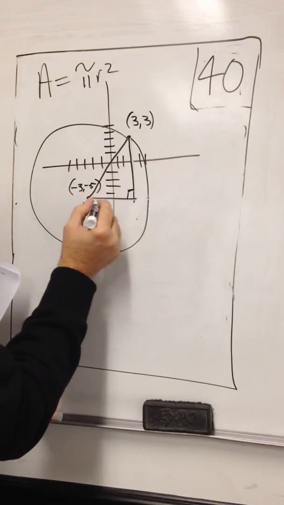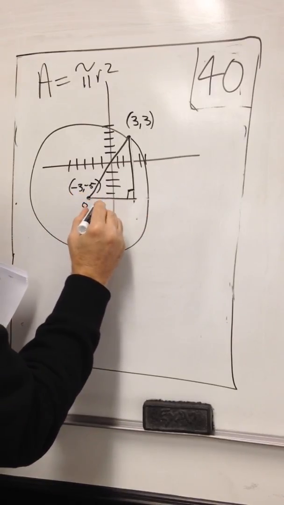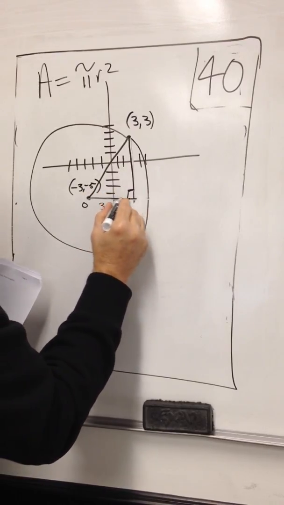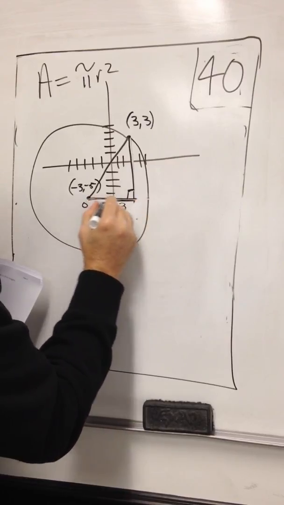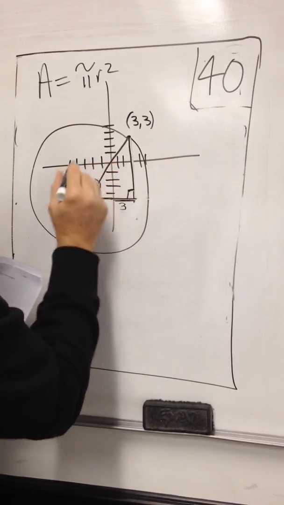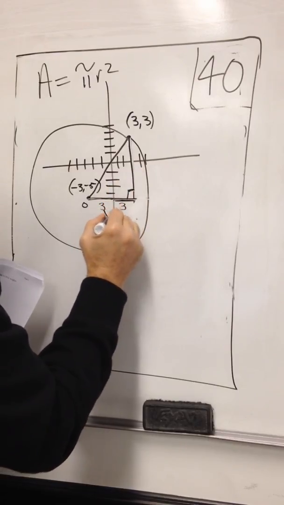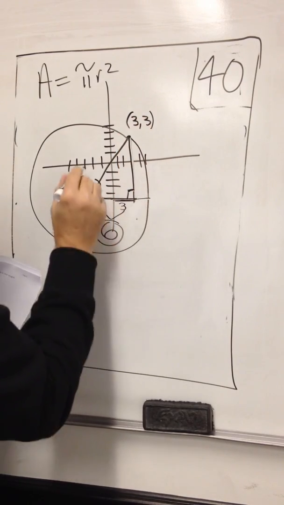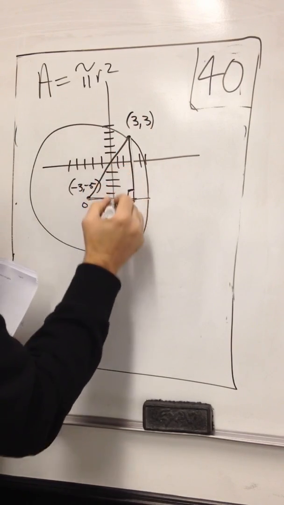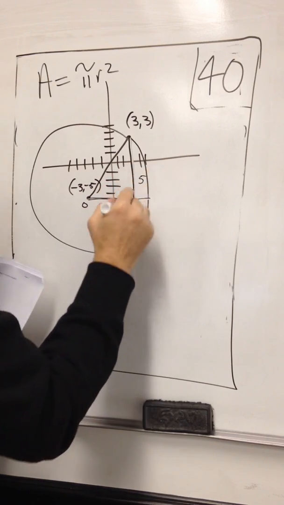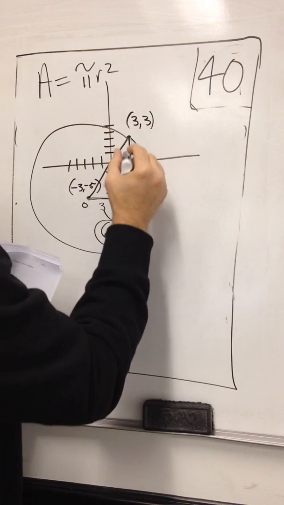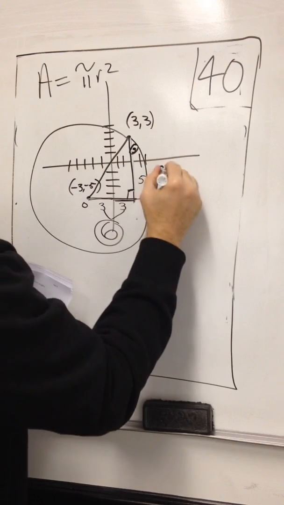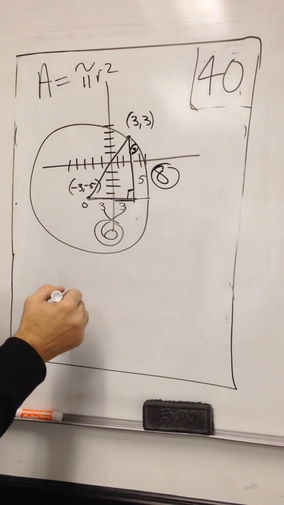Okay. Now the question is, how big is the base? Well, we know that this point is 3 over from the origin, and that this point is 3 over from the origin. This distance is 3. This distance is 3. And we can count them. 1, 2, 3, and 1, 2, 3. The entire distance of this base is 6. The height starts at -5. This distance is 5. And it proceeds above the x-axis for 3 more. 1, 2, 3. The entire height is 8. The base is 6. The height is 8.